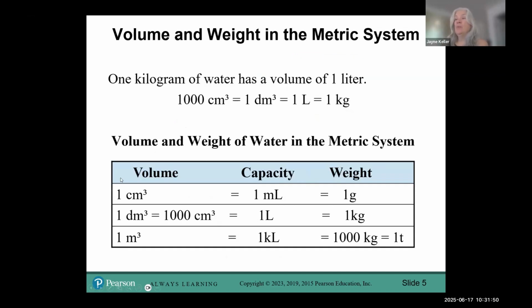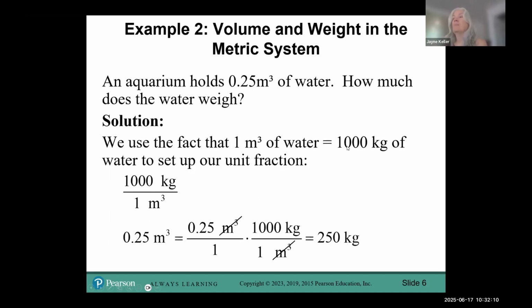And then we talked about a cubic centimeter having the capacity of a milliliter. And guess what? The weight of that milliliter of water is exactly 1 gram. So as I said, these all have very nice conversion factors from one to the other. Unlike the US system, not the same.